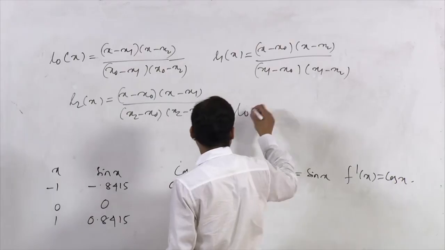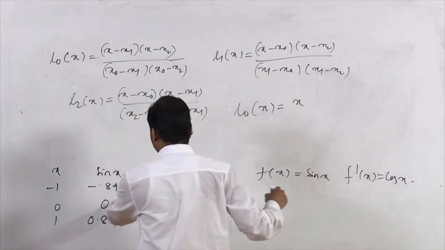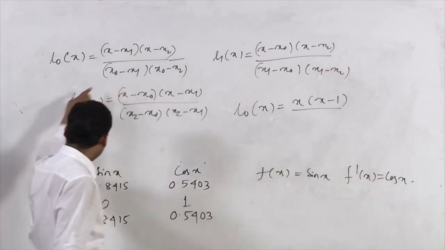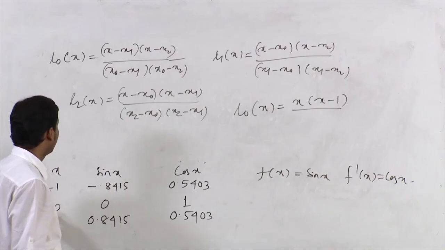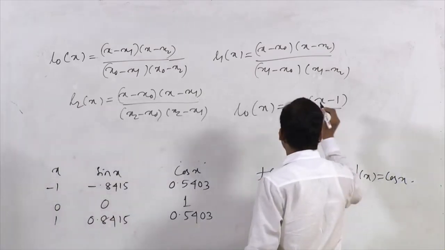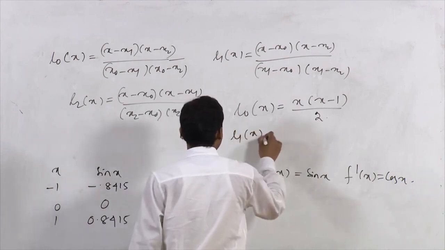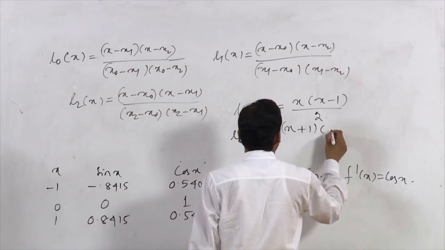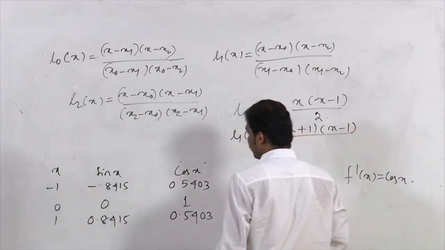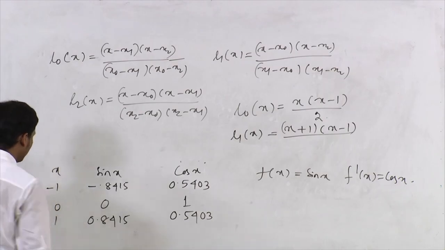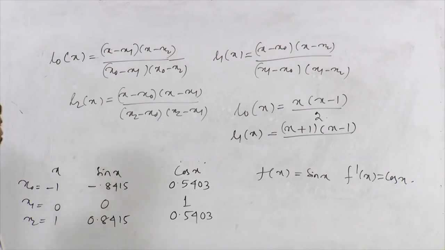So if you just put these values here, L0 of x here can be written as, first value here 0, so x into x minus 1 divided by, so x0 is minus 1 here. So minus 1 minus 0, then minus 1 minus 1, so minus 2 it is there. So definitely this is minus minus, so that is why it will come as 2 here. Similarly, if you just determine L1 of x here, that can be written as x minus of minus 1, so x plus 1 into x minus 1 here divided by, since we have these coefficients like x0 equals to this one, x1 equals to this one, x2 equals to this one here. So we can just write this one as minus of x plus 1 by x minus 1 divided by 1, it will just come.